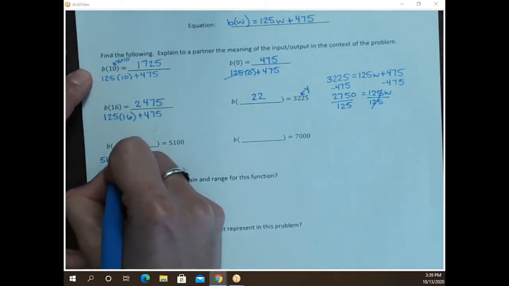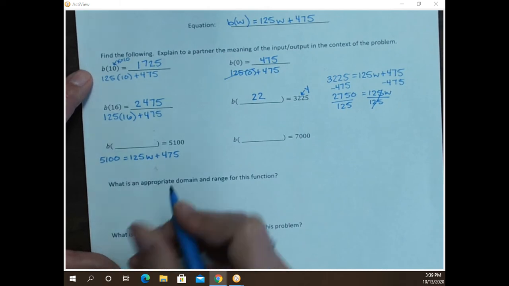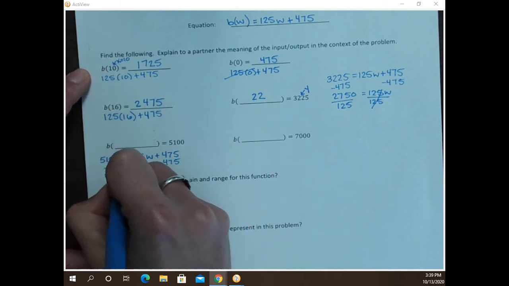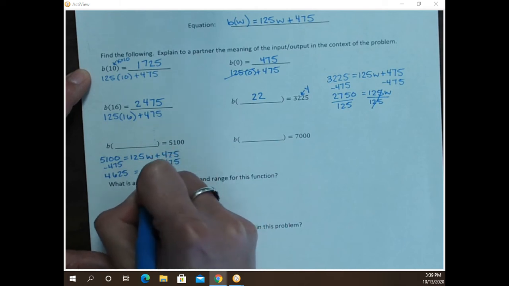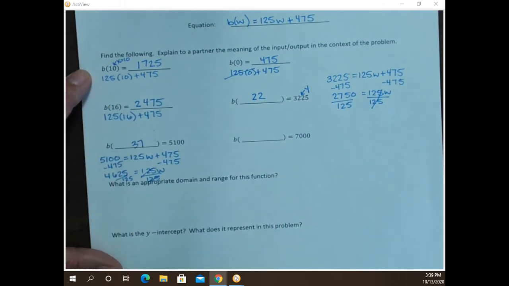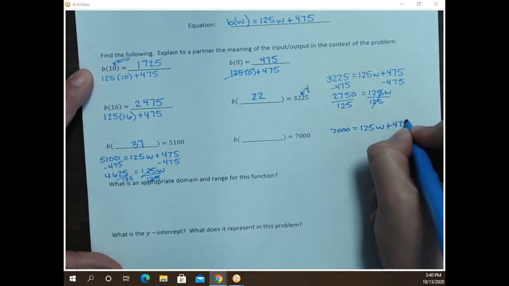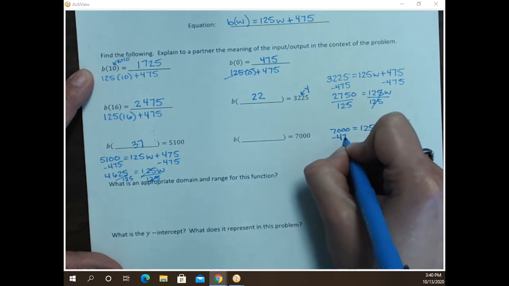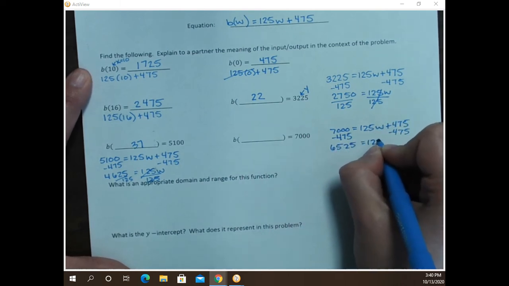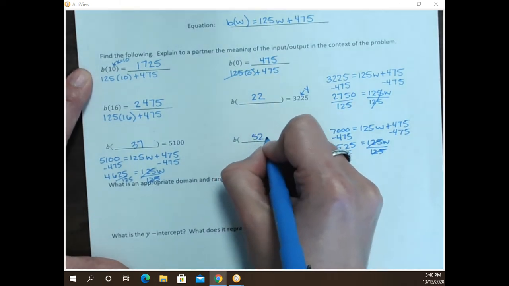Same idea here. Plug in our Y value this time. And then I'm going to see the same steps to solve for W. So subtract 475 from both sides. So we get 4625 over here equals 125W. Divide both sides by 125. I'm running out of room here. And we would get W to be 37 in this case. And then here, 7,000 equals 125W plus 475. Subtract that 475 from both sides. We want to get W by itself, so that's the first thing to go. So this would give us 6525 equals 125W. Divide both sides by 125 to get W by itself, and we get 52.2.